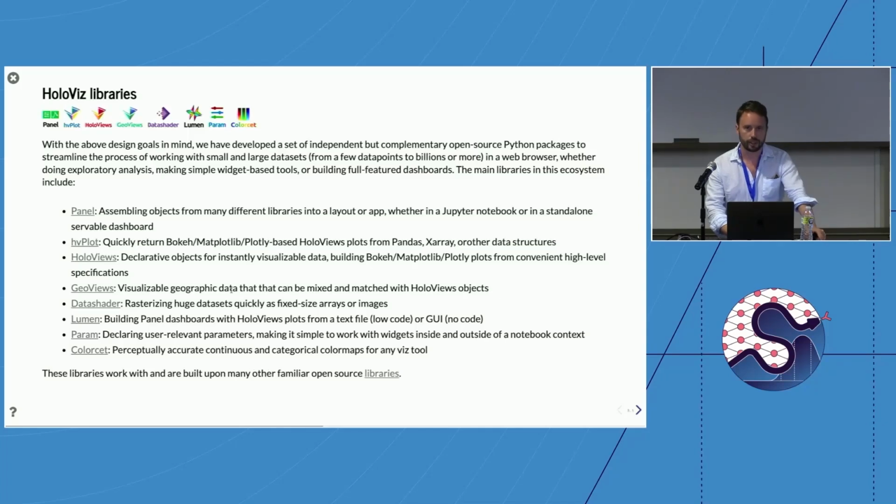So Datashader is a library to quickly rasterize really, really large data sets. If it's a million points, a billion points, a trillion points, you might have to start scaling out to a cluster. But that's what that gives you.